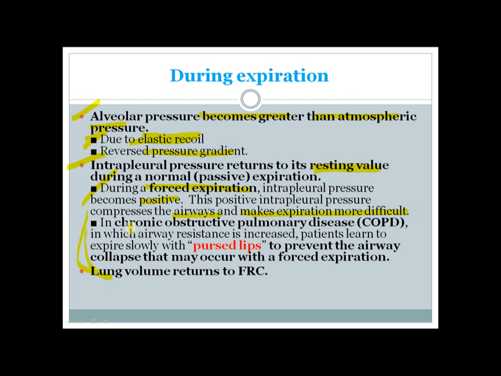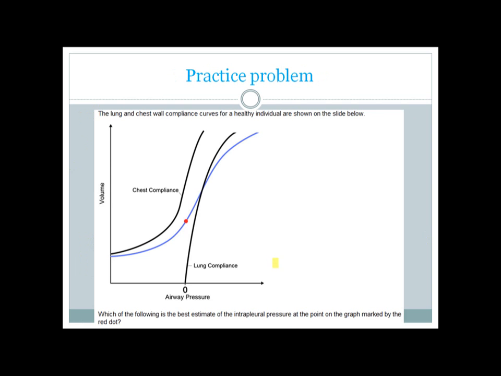And that's why in patients with chronic obstructive pulmonary disease or COPD, the airway resistance is increased here. The patient learns to expire slowly with pursed lips, and the reason behind it is to prevent the airway collapse that might occur with a forceful expiration, because of the increased pressure in the airways due to the reduction in airway caliber, which occurs due to COPD. So they learn to breathe out slowly, and it helps them prevent the collapse of the airway. And after the end of expiration, the lung volume again returns to the functional residual capacity.